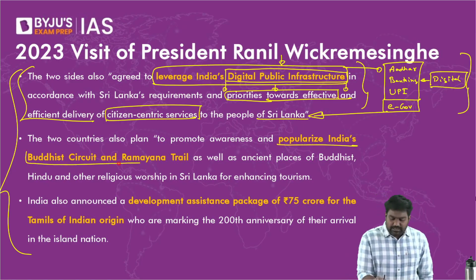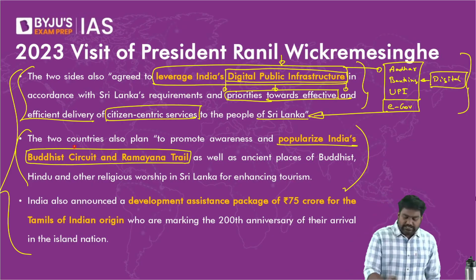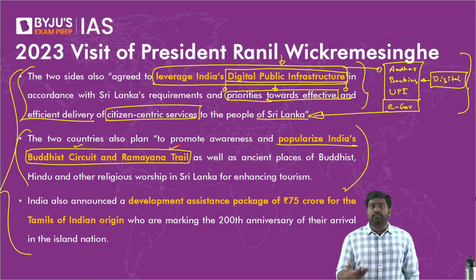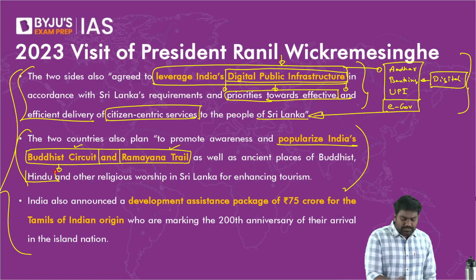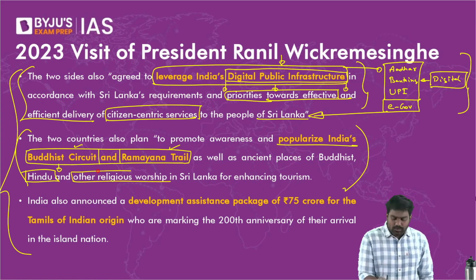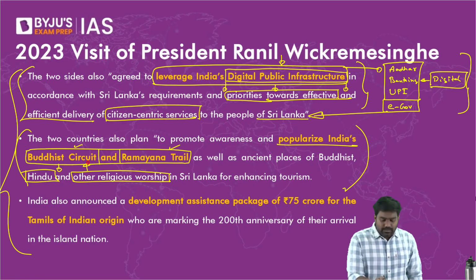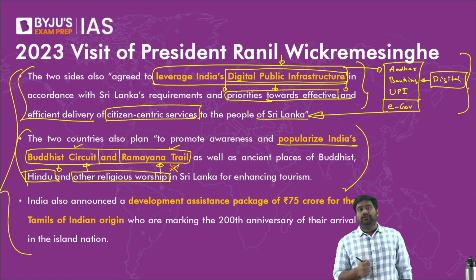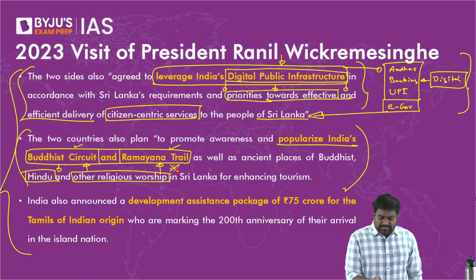Next, as cultural initiatives are also important, both will popularize the Buddhist Circuit Initiative and the Ramayana Trail, right? As Buddhism and Hinduism are a common link. Buddhist Circuit is a focus. Sri Lankan tourists will be attracted to Indian Buddhist pilgrimage sites with better infrastructure and connectivity. We are creating a Ramayana Trail to link important mythological sites mentioned in the Ramayana from Sri Lanka to India to Nepal, right? So Sri Lanka is a focus country under these initiatives to boost tourism.